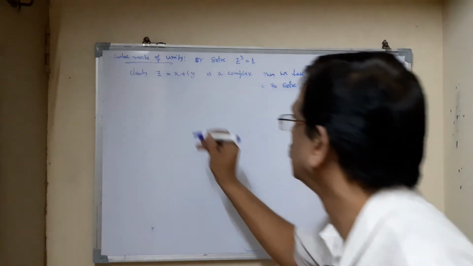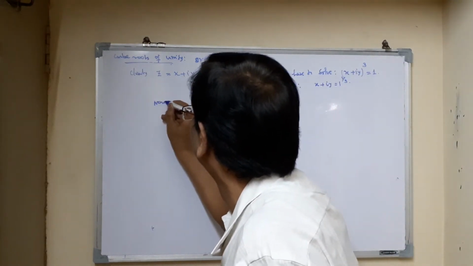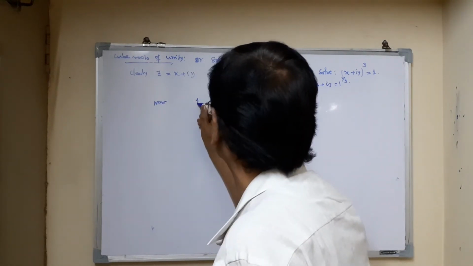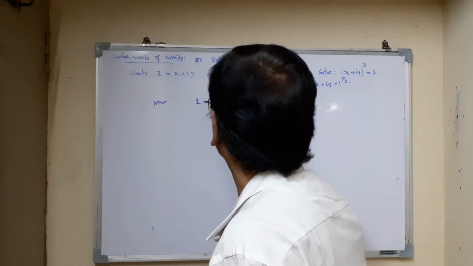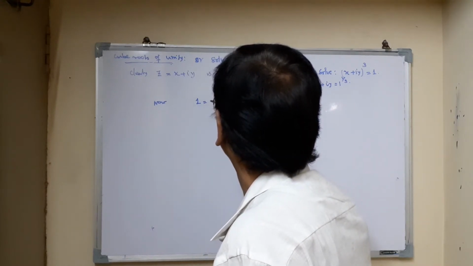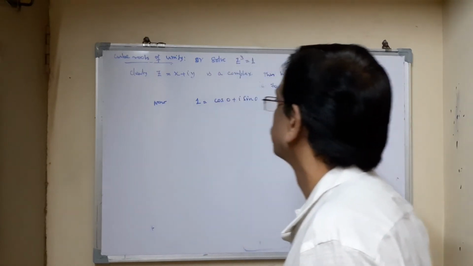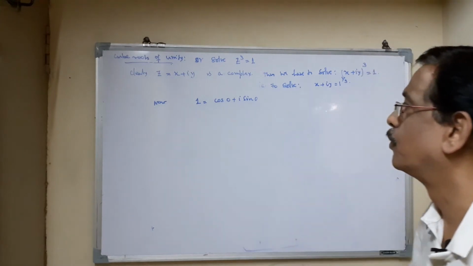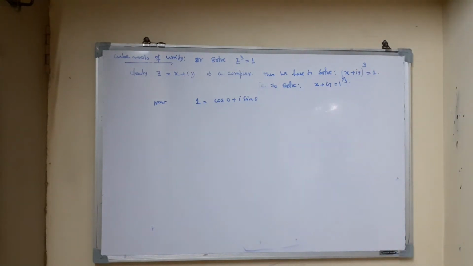Now, 1 is cos 0 plus i sin 0. Cos 0 is 1 and sin 0 is 0. So I can write down 1 equal to cos 0 plus i sin 0.